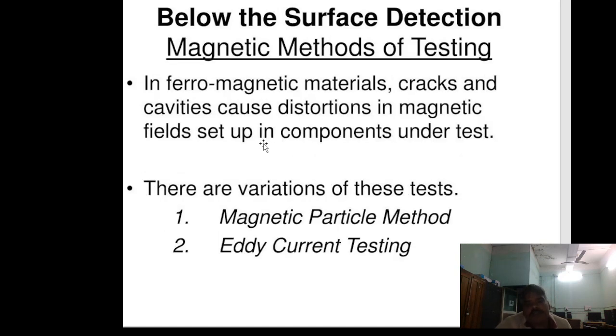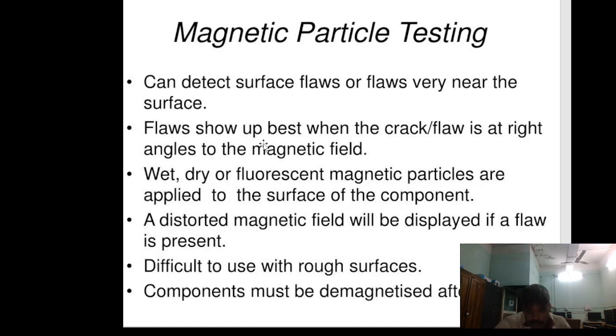Magnetic method of testing: in ferromagnetic material, cracks and cavities cause distortion in the magnetic field set up in the component under test. There are variations of these tests: magnetic particle method, eddy current testing. Magnetic particle testing can detect surface flaws or flaws very near the surface. Flaws show up best when the crack is at right angle to the magnetic field.